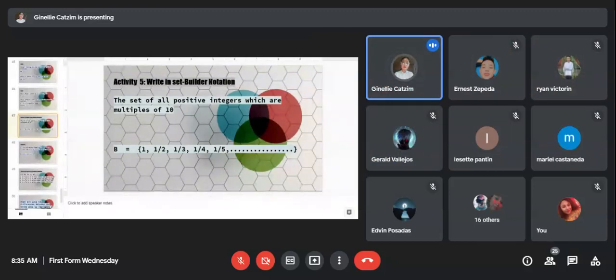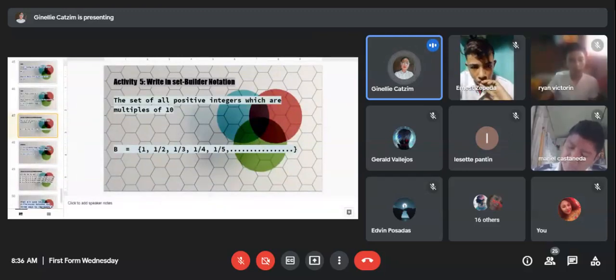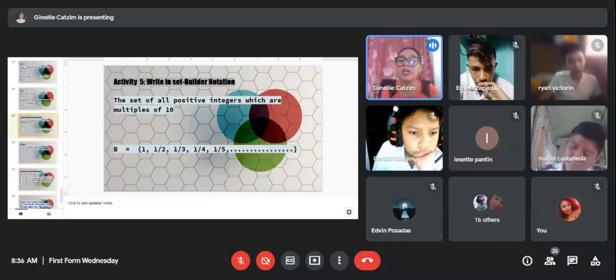1, 1 over 2, 1 over 3 are not listing in roster form, right? In roster form you list the elements, and in set builder notation you give the description. You do not give the elements themselves. Please remember, in set builder notation we describe or define the elements instead of listing. Okay, good.